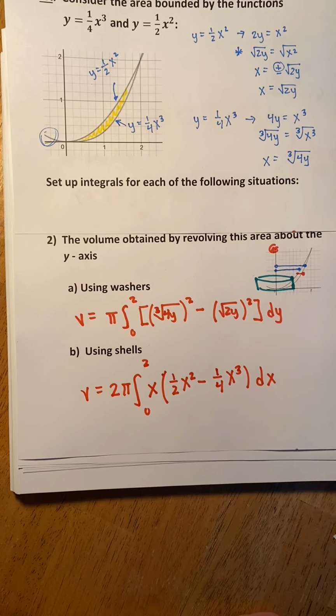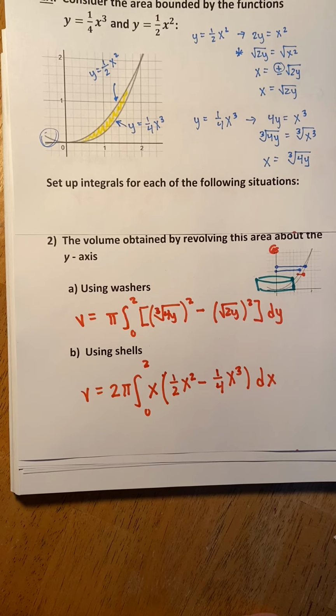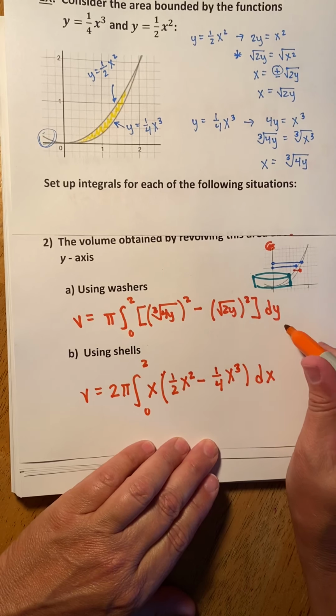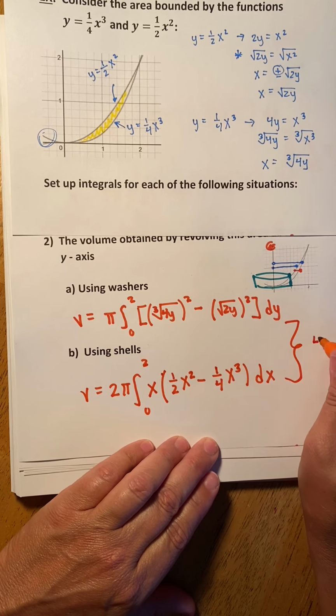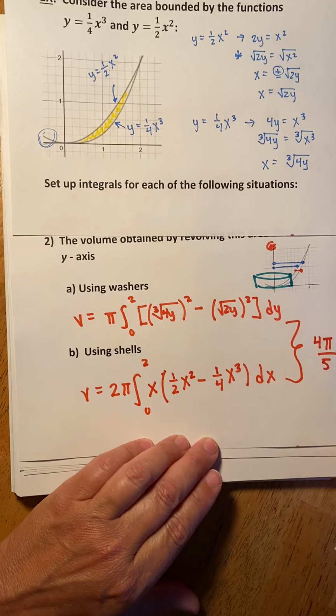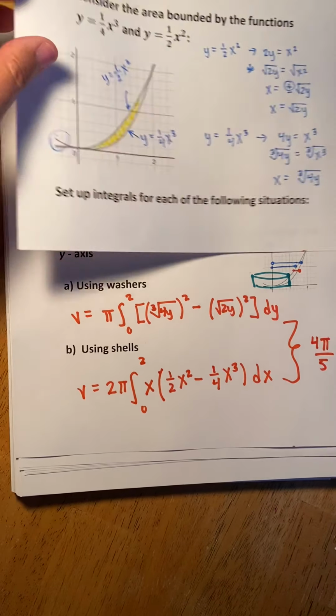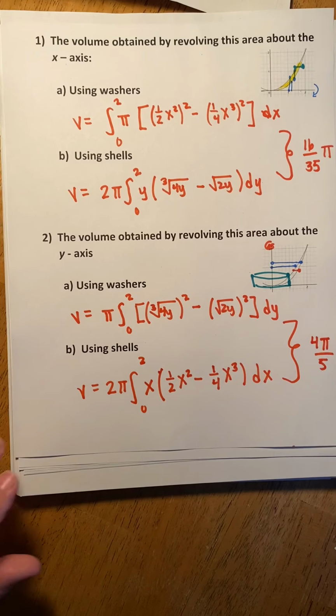I'm not sure which one you want to integrate. Both of them work out nicely. And when you integrate them, I got 4 pi over 5. So I challenge you to integrate those and see if you can get the same result.